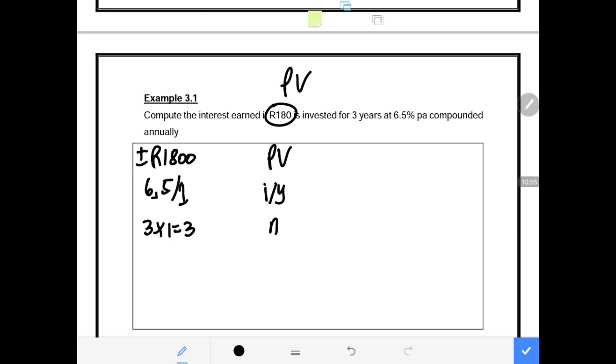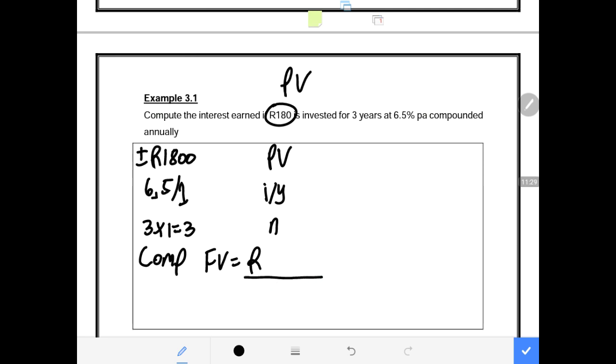Then you say, what do we need to calculate? We need to calculate the future value of this investment. So you say future value at the end of year 3 minus the amount we invested, and the difference will be the interest that has been accumulated. Because compounding is to accumulate interest, or add interest to the amount that we initially invested. So we need to calculate the future value of this investment at the end of 3 years.